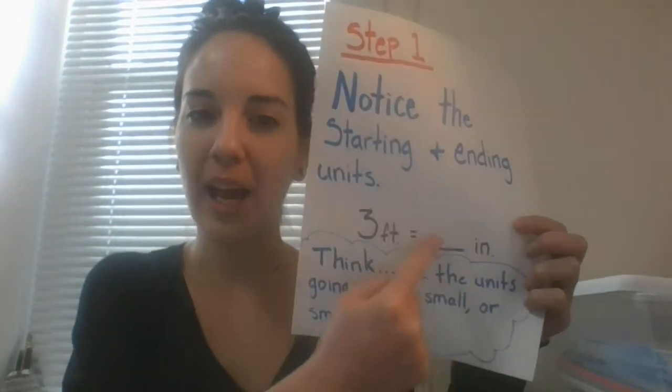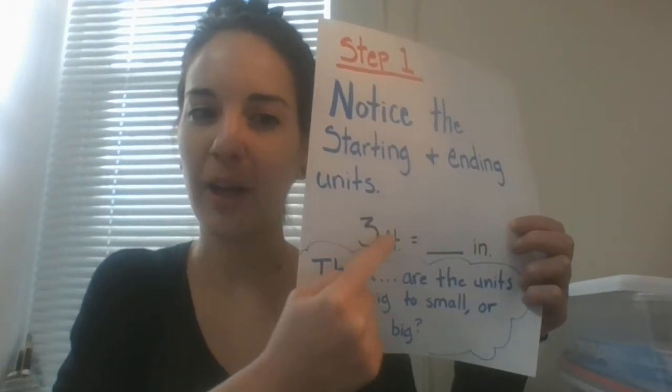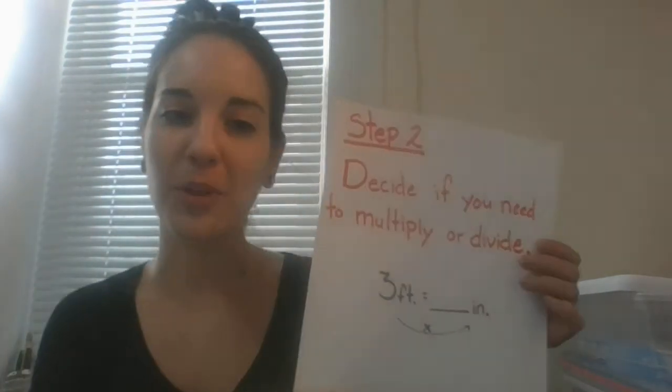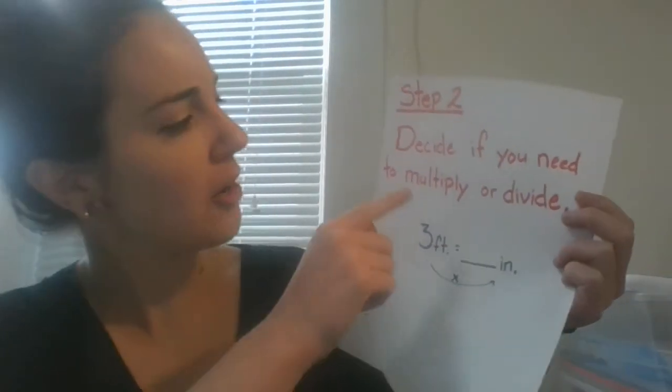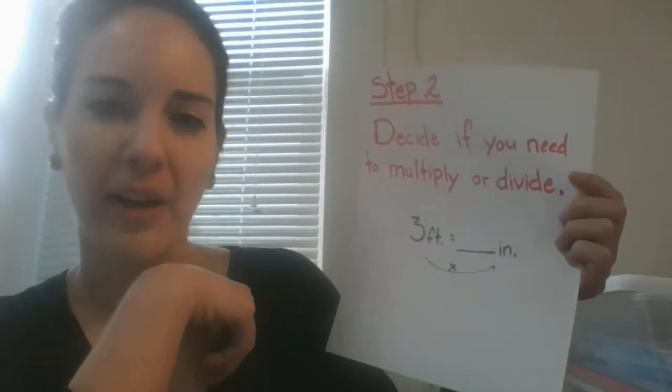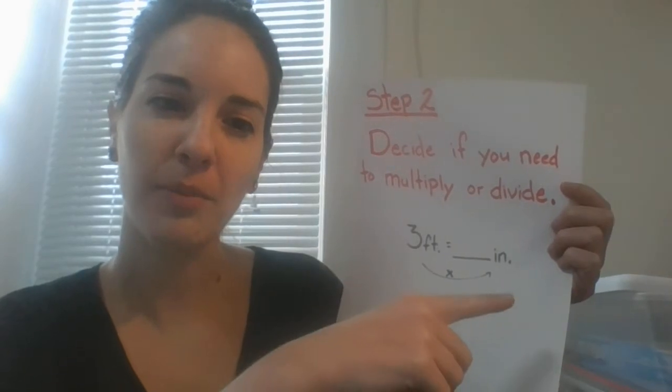Okay, let's keep going. So remember, we had 3 feet was equal to how many inches? So let's think, am I going big to small or small to big? Let's take a look at step 2. That's what we're going to do. We're going to decide if we need to multiply or divide. Are we going from big to small or from small to big?